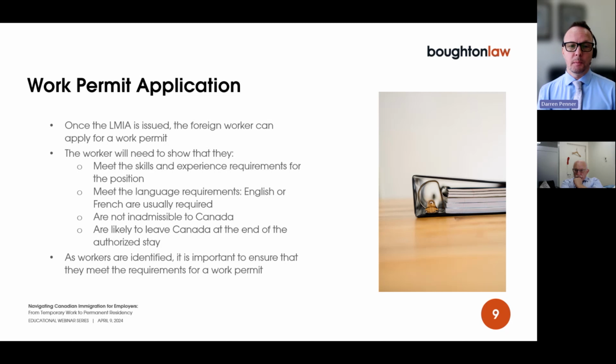And then, of course, when it comes to the skills and experience requirements of the position, you would assess that like you would any other worker, and language requirements. Language is interesting because oftentimes workplaces aren't actually being run in English or French. If someone who speaks a different language hires a bunch of workers who speak the same language, then they're just generally conducting their day in that language, and they might want to bring other workers in.